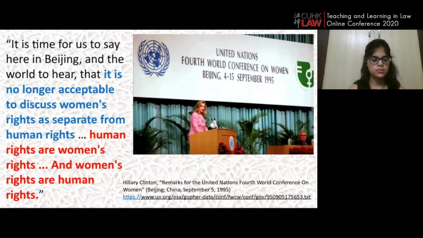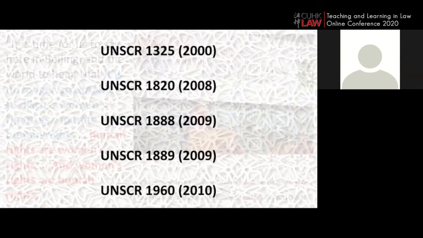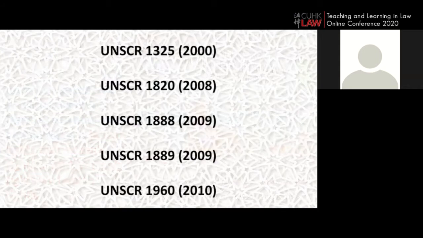Five years after Beijing, the United Nations Security Council unanimously passed United Nations Security Council Resolution 1325, which was the first Women, Peace, and Security resolution. And since then, 9 additional Security Council resolutions have been adopted. So there are 10 total. And for some reason, my slide is not showing them all, so I apologize for that.